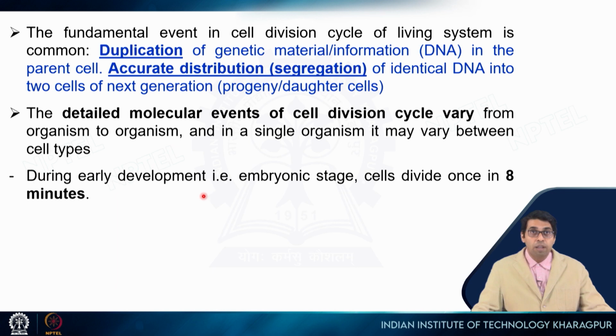During early development, that is in the embryonic stage, cells divide once in 8 minutes. So, they divide very fast, right. In that case, what happens is we start with a large cell, and then it becomes smaller and smaller, and that is why you will see that egg cells are so big, because they have to contain enough nutrients and enough material so that multiple rounds of cell division can happen.